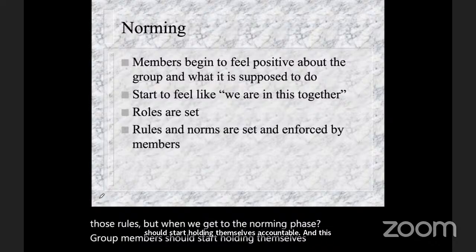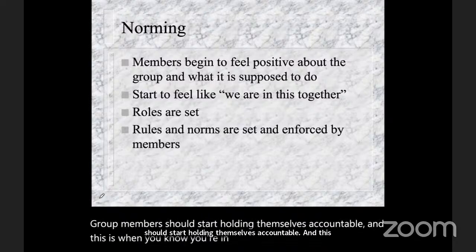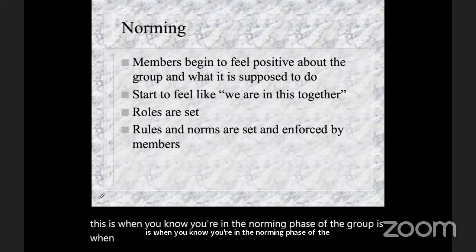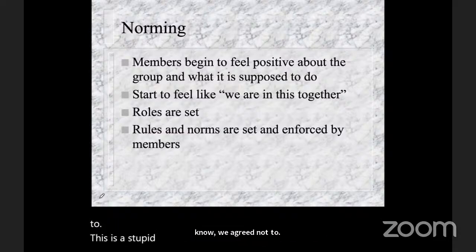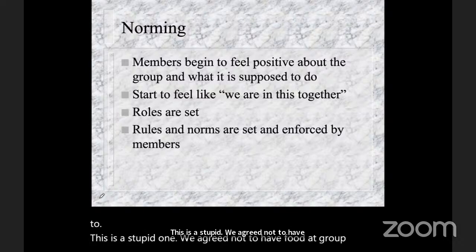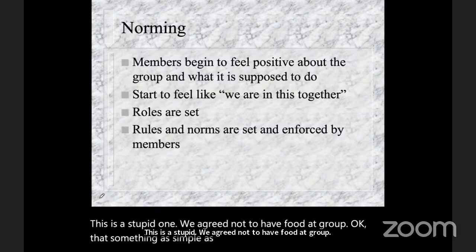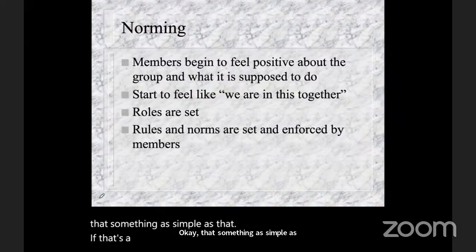And this is when you know you're in the norming phase of the group, when group members start saying, hey, we agreed not to, this is a stupid one, we agreed not to have food at group. Okay. Something as simple as that, if that's a rule that the group establishes.